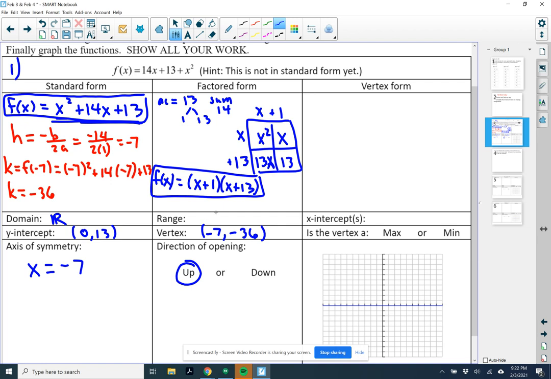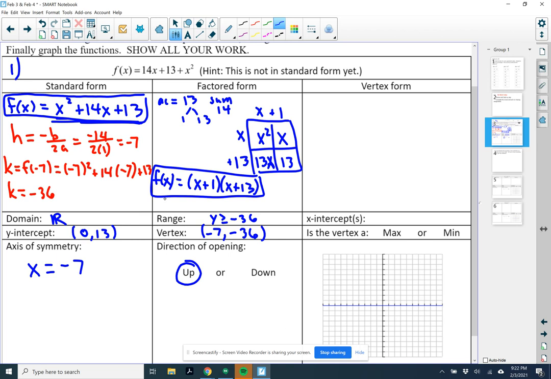Okay, the range is going to be everything greater than or equal to negative 36 because my parabola is going to go from a low value at y equals negative 36, right? Negative 36 is the smallest y value, and it's going to go up from there. So y is greater than or equal to negative 36. We've got the range.